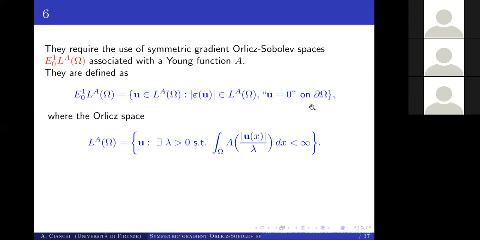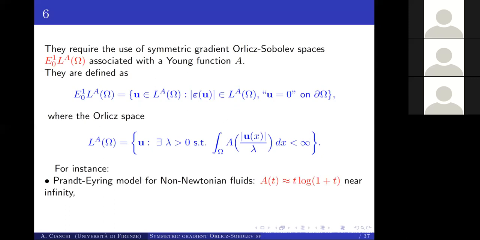Again, so far I'm dealing with functions vanishing on the boundary. Let me recall that the Orlicz space L^A is defined as those functions for which this integral here is finite for some lambda larger than 0.